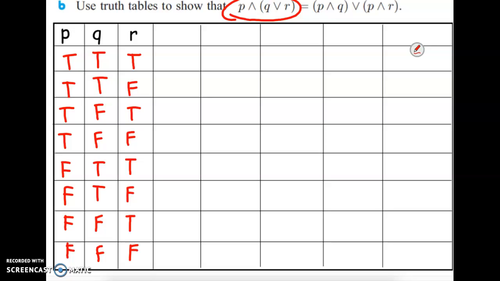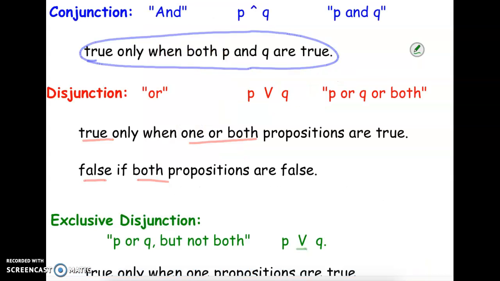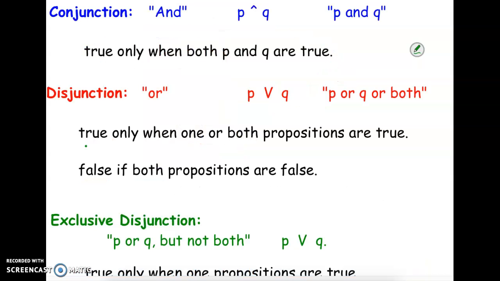All right. So we need to take care of this parentheses first. This is saying Q or R. So this is the disjunction. So if we go back to our rules, when it's a disjunction, it's true when one or both are true, and false if both are false.